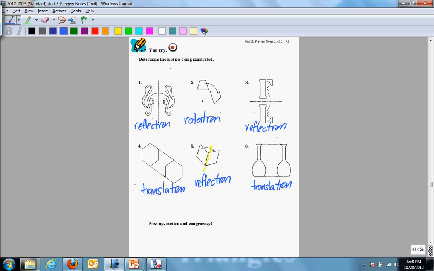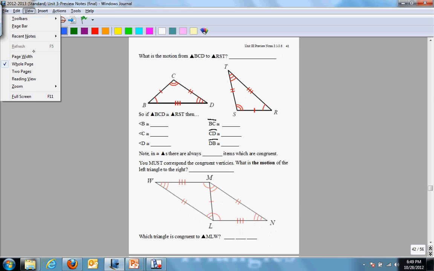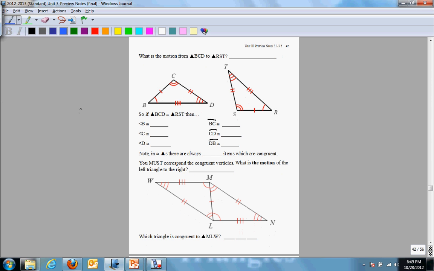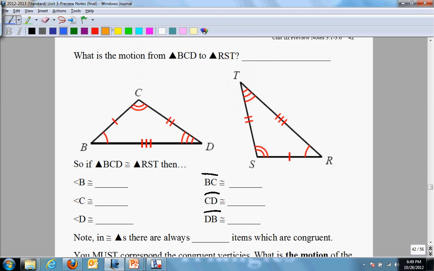Okay, now with these motions, we're going to talk about congruent triangles. I'd like you to take a look at these two triangles here. It says triangle BCD, so I'd like you to trace BCD and RST. I'd like you to ask yourself, what is the motion from left to right? You write in something here: translation, rotation, or reflection.